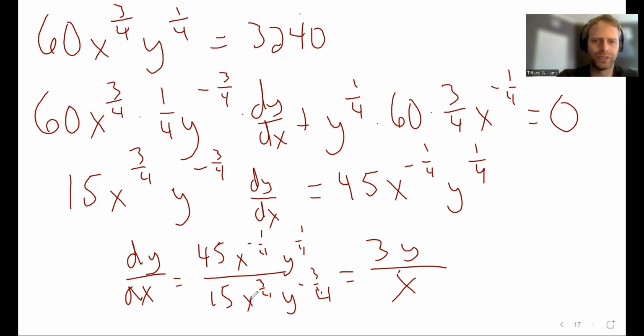Ooh, hold on. Sorry, I missed a negative. I just realized. Go back up to this step up here. I forgot when I subtracted and put it over here, I needed to have a negative. So this is going to be negative 45 over 15, negative 3y over x. I hope you're yelling at your computer over that one. Okay. So that's the derivative.